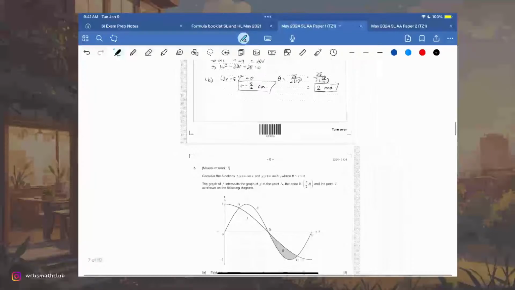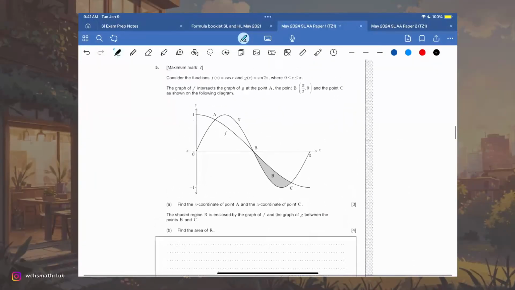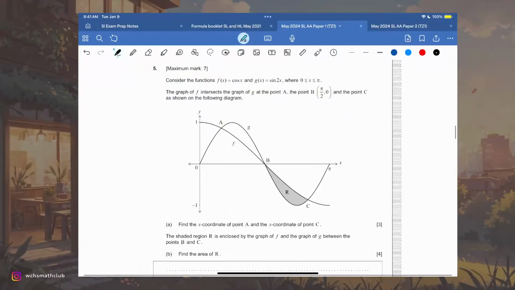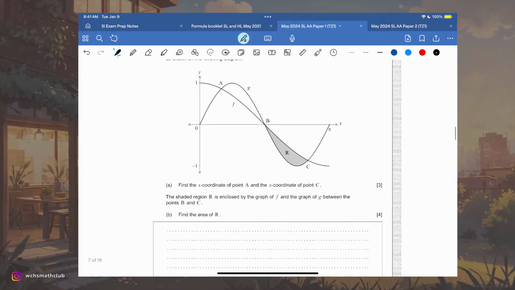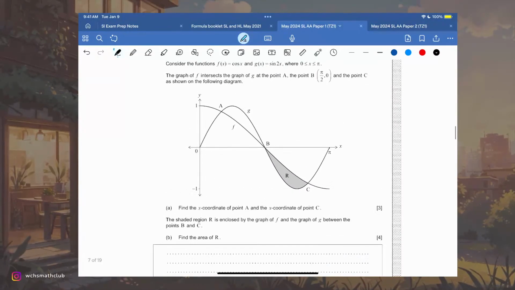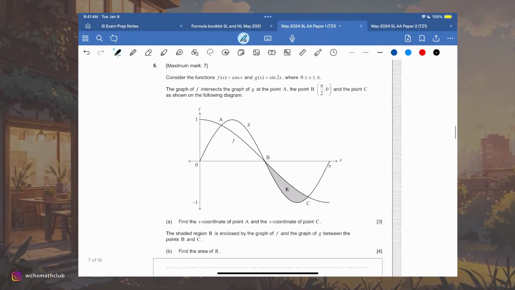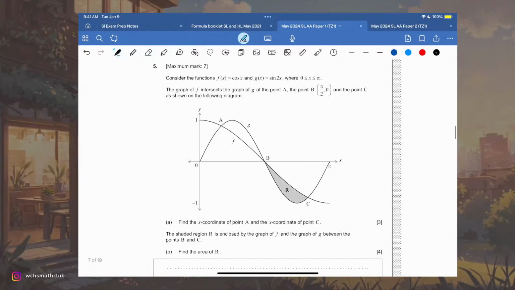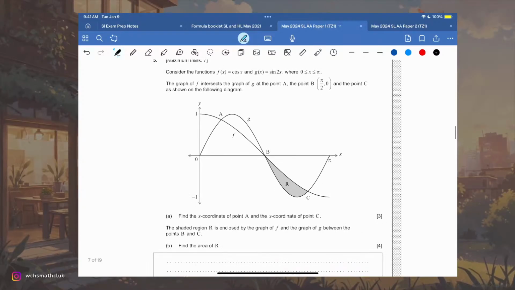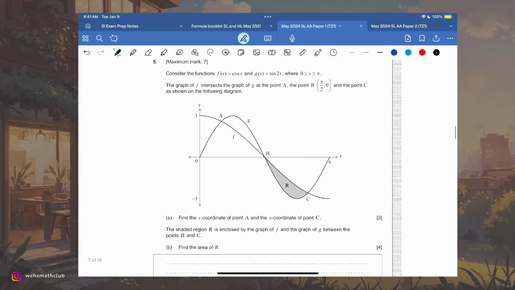Great. So now we're going to move on to question 5. It says, consider the functions f of x equals cosine x and g of x equals sine 2x, and we're given this domain from 0 to pi. The graph of f intersects the graph of g at the point A, the point B, and the point C as shown. Great. So before we even get started in this problem, we can notice that this diagram does not actually label which function is which.